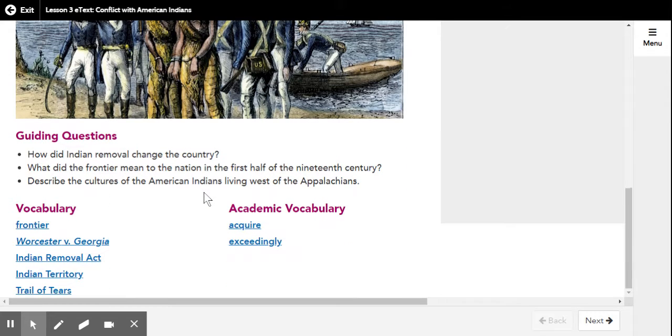Vocabulary. Frontier. Worcester versus Georgia. Indian Removal Act. Indian Territory. Trail of Tears. Academic vocabulary. Acquire. Exceedingly.